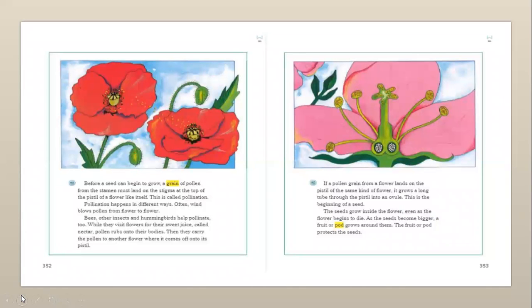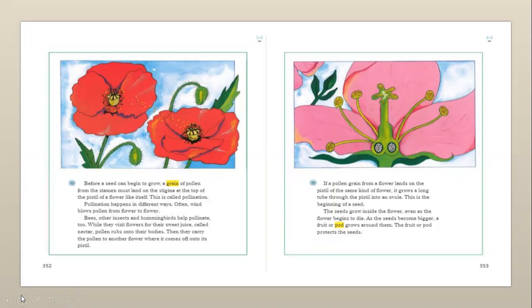Before a seed can begin to grow, a grain of pollen from the stamen must land on the stigma at the top of the pistil of a flower like itself. This is called pollination. Pollination happens in different ways. Often wind blows pollen from flower to flower. Bees, other insects, and hummingbirds help pollinate too. While they visit flowers for their sweet juice called nectar, pollen rubs onto their bodies. Then they carry the pollen to another flower, where it comes off onto its pistil.